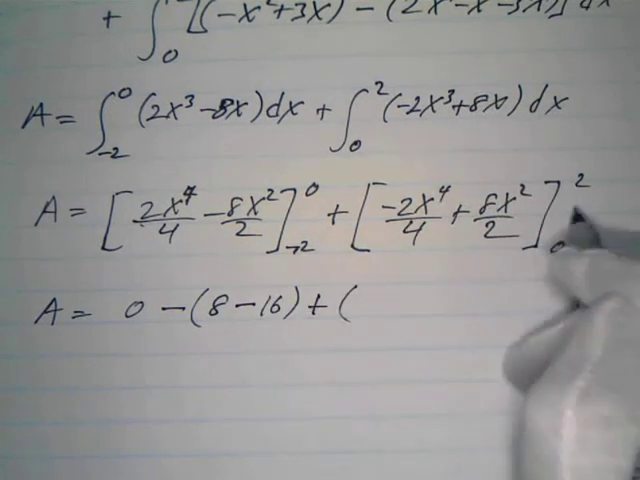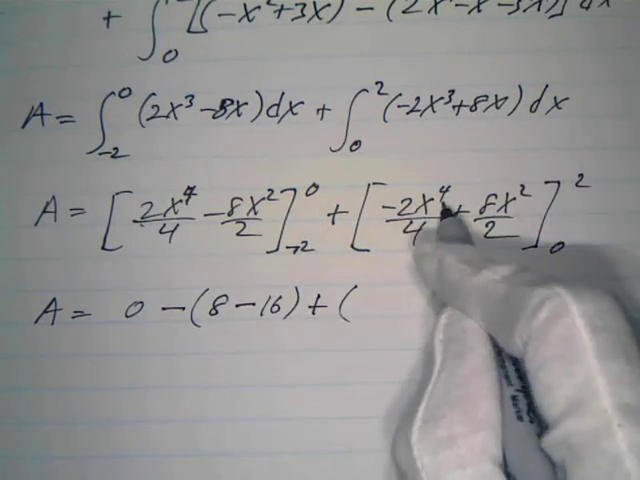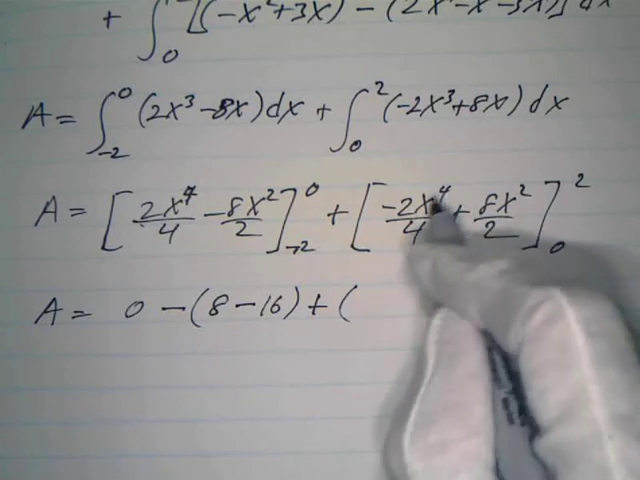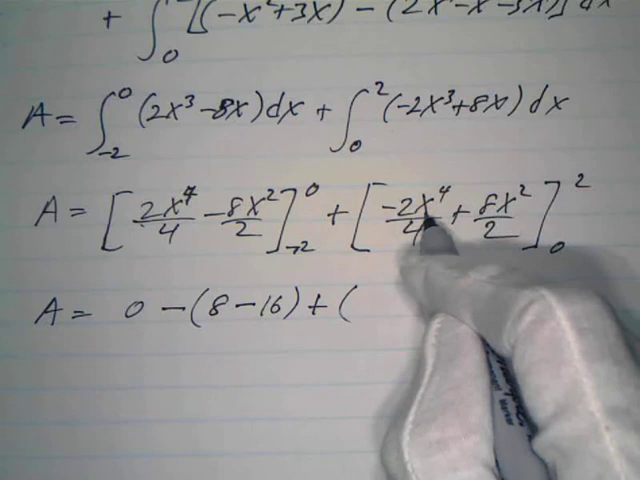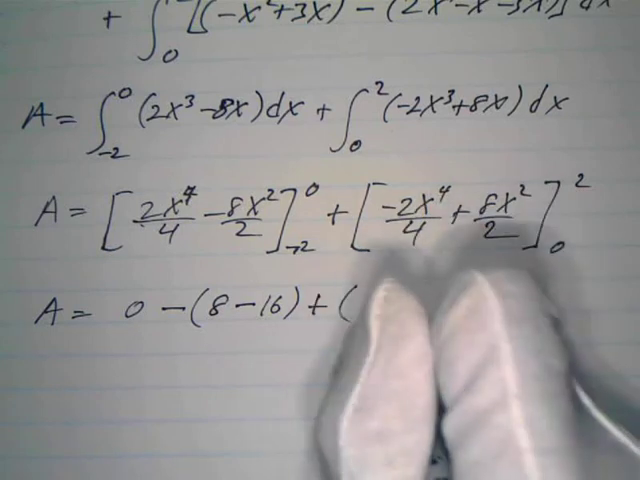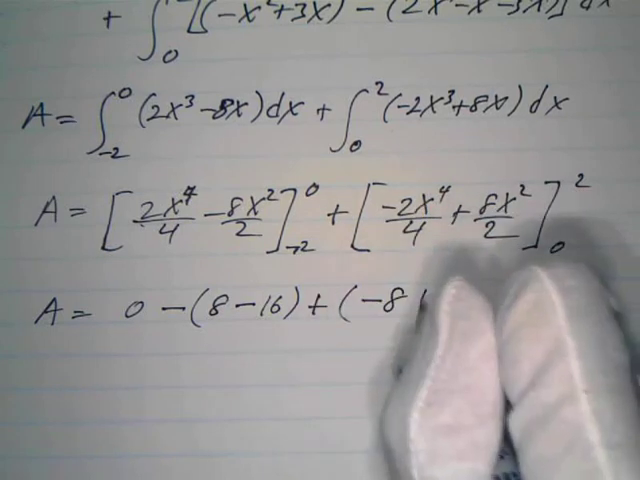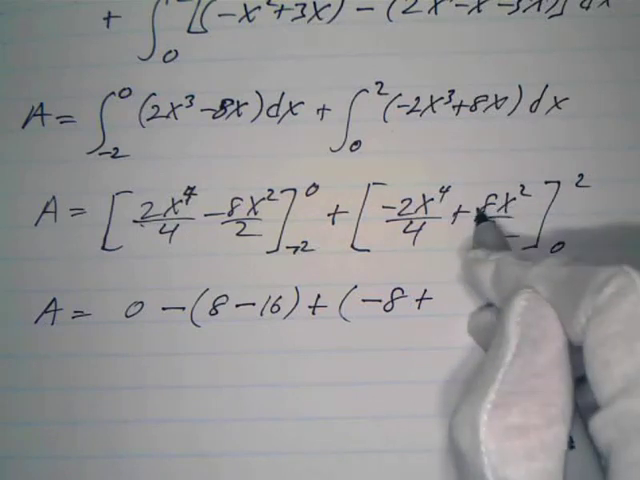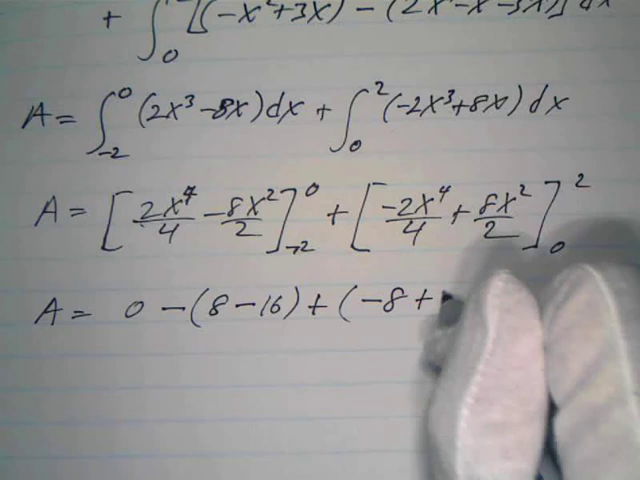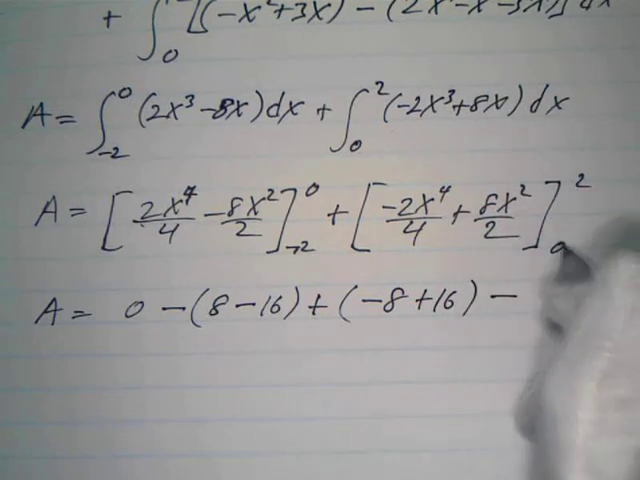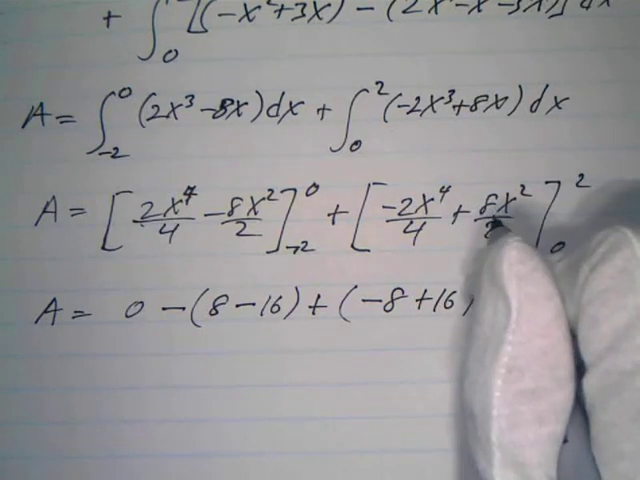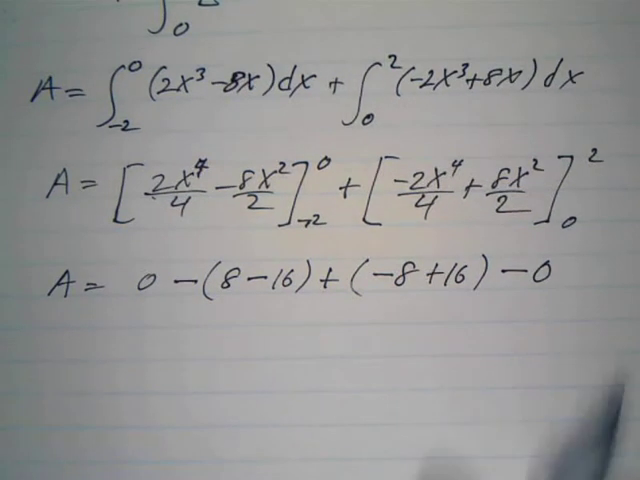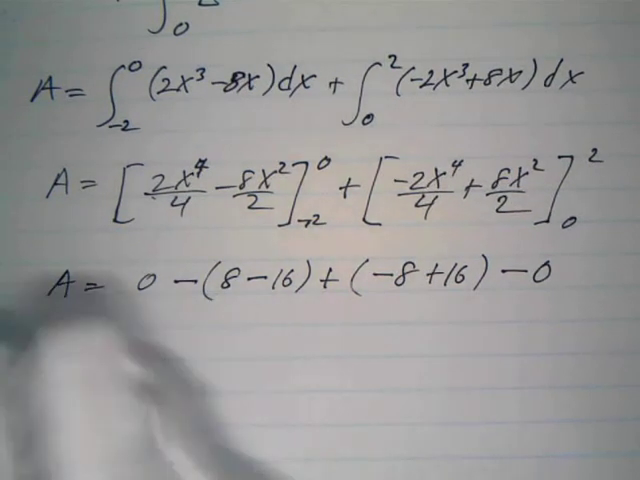Plus over here, and then if I put 2 in, 16 over 4 is 4, negative 2 times 4 is negative 8. Plus, and if I put 2 in here, 2 goes in 8 4 times, and 4 times 4 is 16. Minus, and then if I put the 0 in, that's just going to be 0. So that ends up being not so bad.